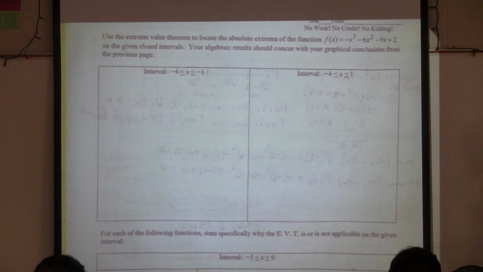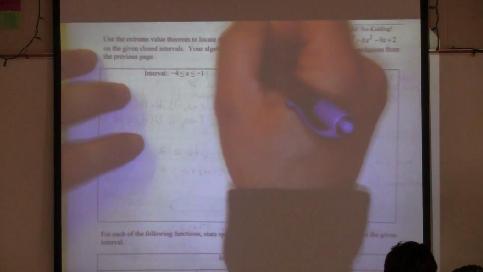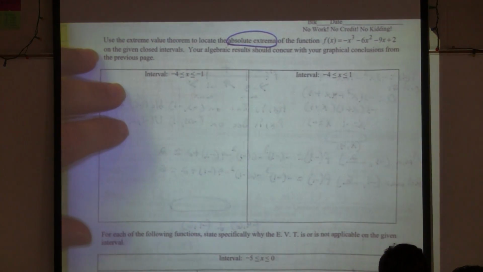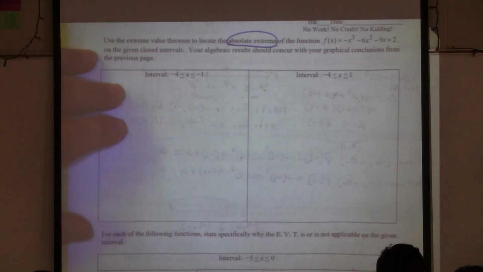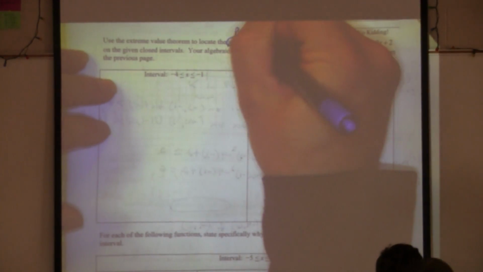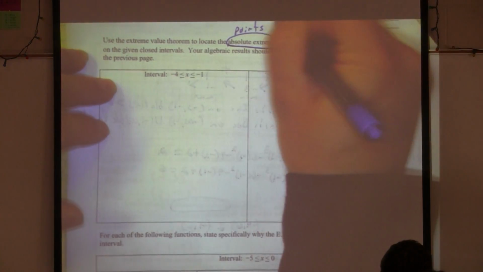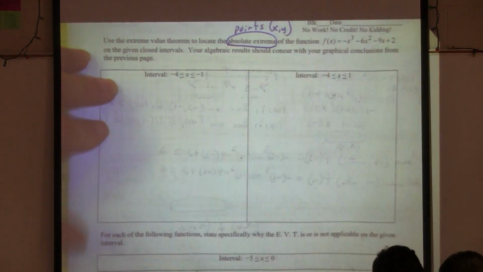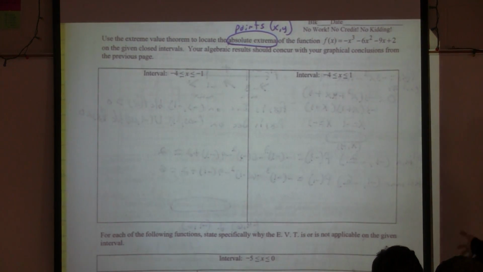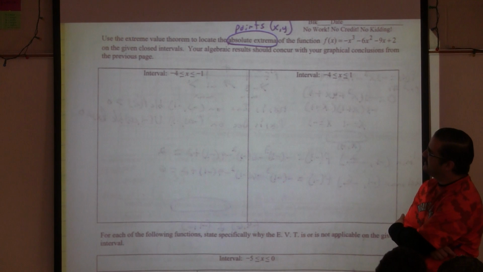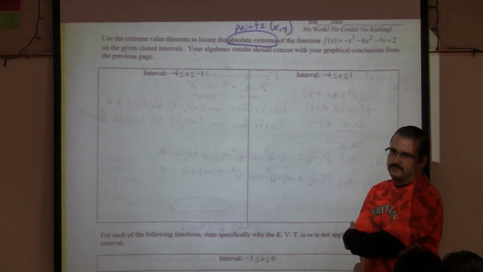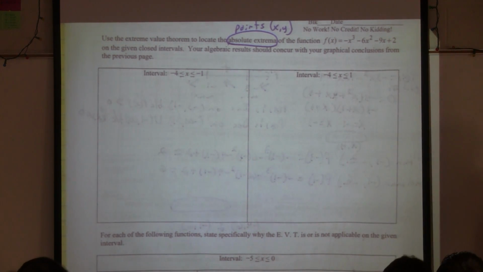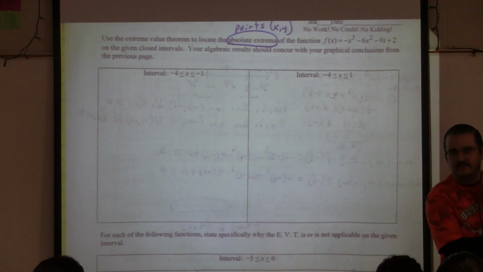Okay, so notice it says, use the extreme value theorem to locate the absolute extrema. So what do they want me to give? Coordinates, x's, y's. Coordinates, okay? Here I want the points, all right? I want the x and I want the y. How do I know that it only asks for the y's? What would it say? Yeah, your values, your f of x.